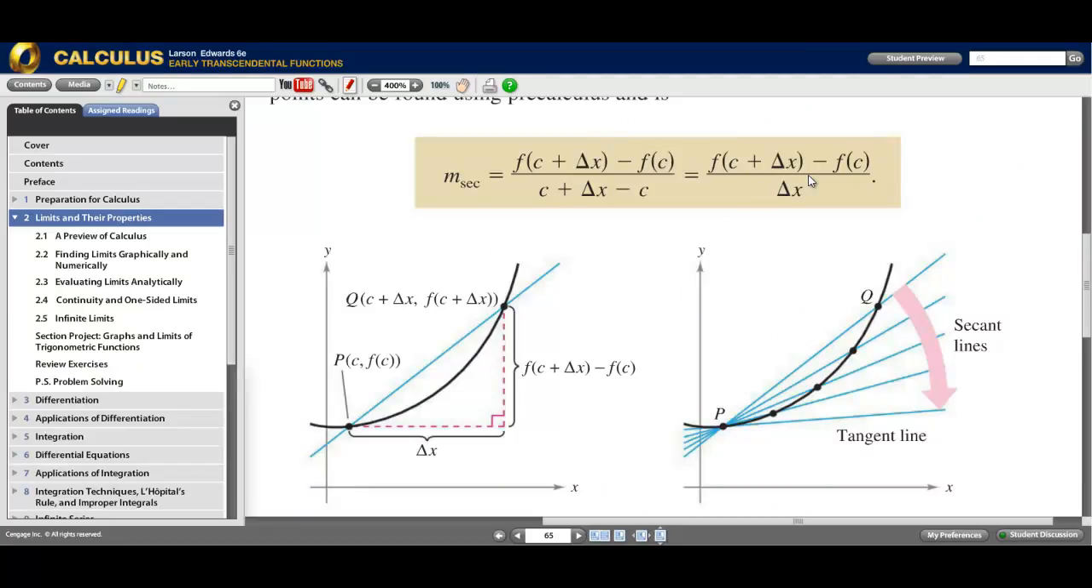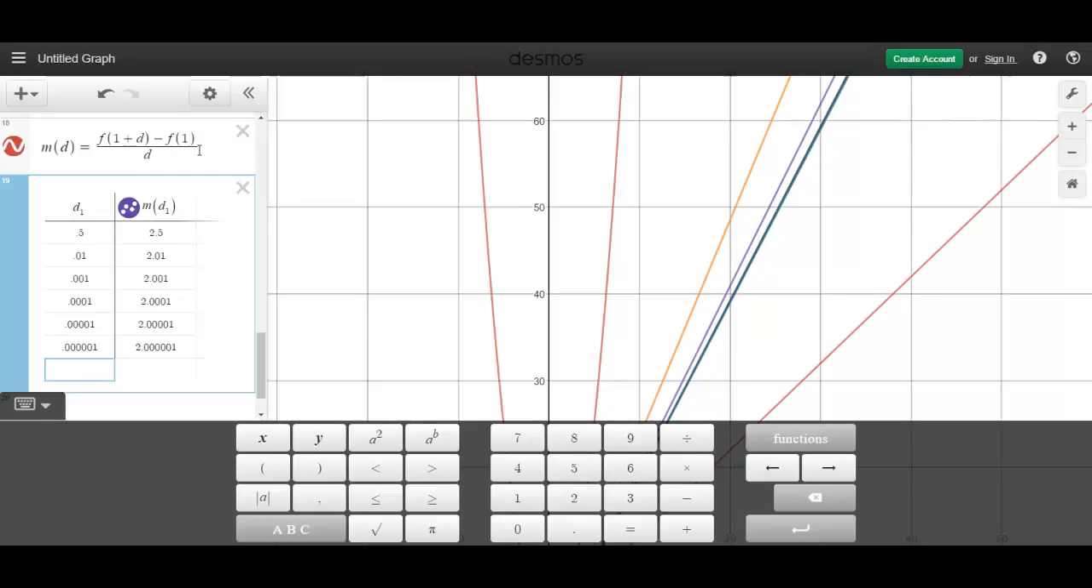because this, again, is simply the slope formula. When you have two abstract points, you have the point c comma f of c, and you have the point c plus delta x comma f of c plus delta x. Write it out. This is essentially y2 minus y1 over x2 minus x1. Simplify a little bit. Here you go. That's exactly what we have right here.